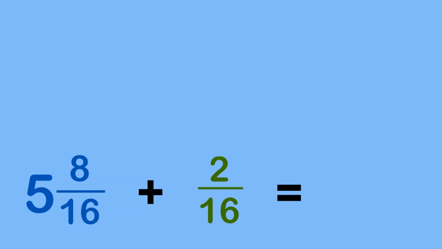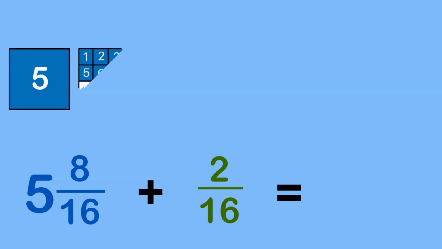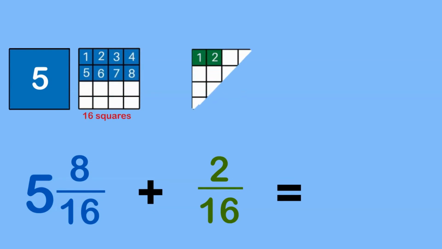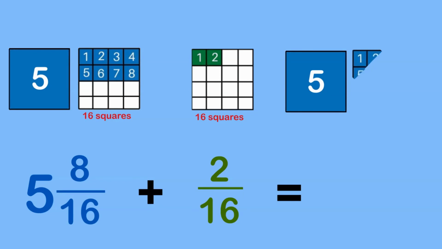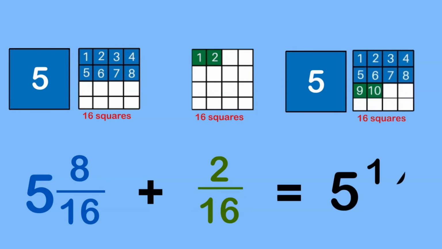Let's make diagrams representing these fractions. 5 and 8/16 means 5 wholes and 8 out of 16 parts, while 2/16 means 2 out of 16 parts. Using the diagrams, we can just put the shaded parts together to get our total of 5 wholes and 10 out of 16 parts, or 5 and 10/16. Simple, isn't it? Now let's try to solve this without using diagrams.